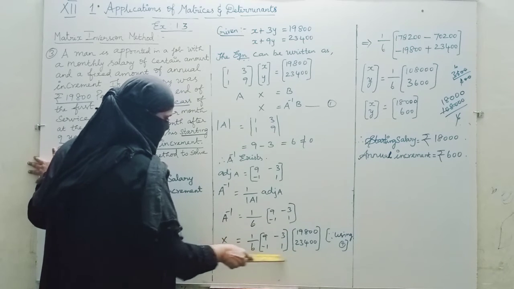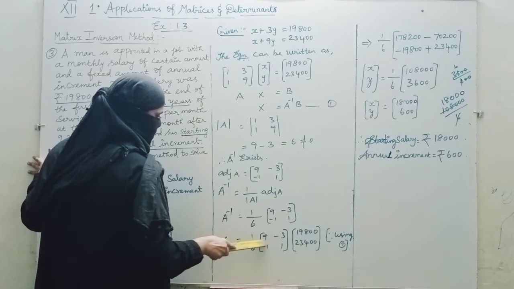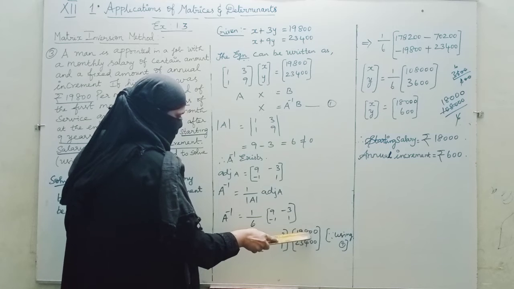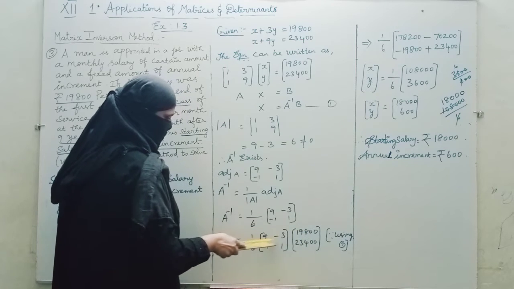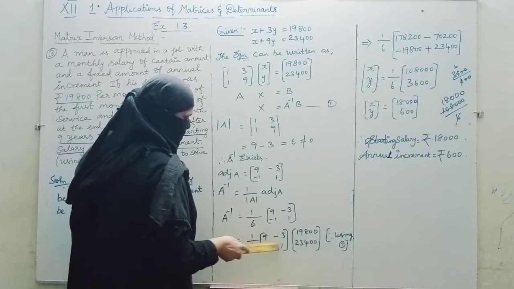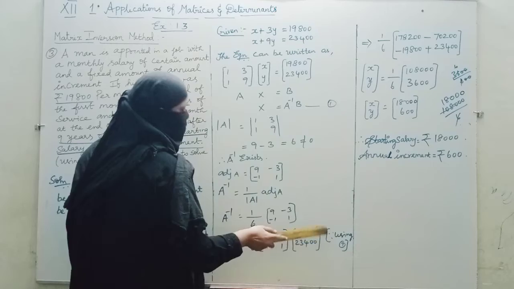First row, column; second row, column. Here only one column is there, and 2 rows are there. First row, first column: if you multiply 9 into 198, just multiply the numbers, and then add two zeros to the answer. Next, minus 3 into 234, two zeros you can add.